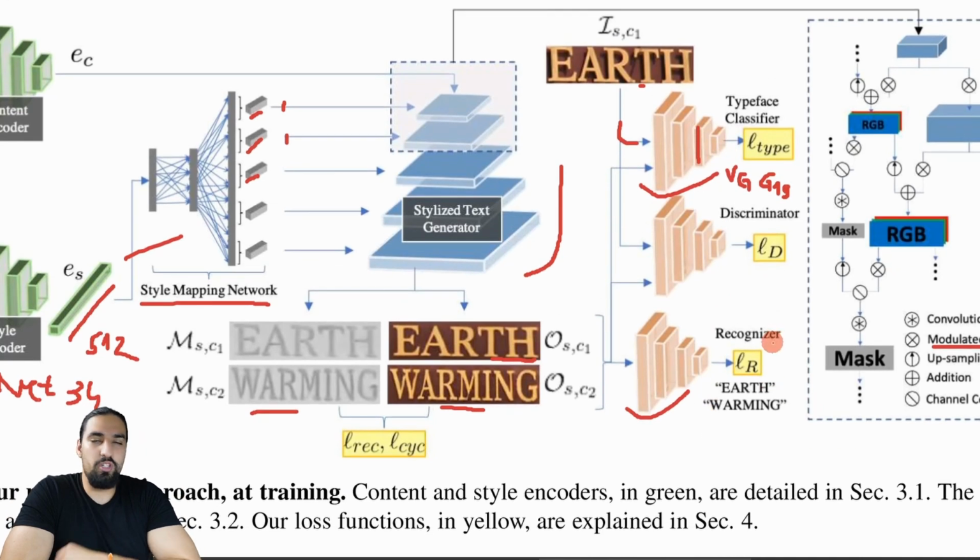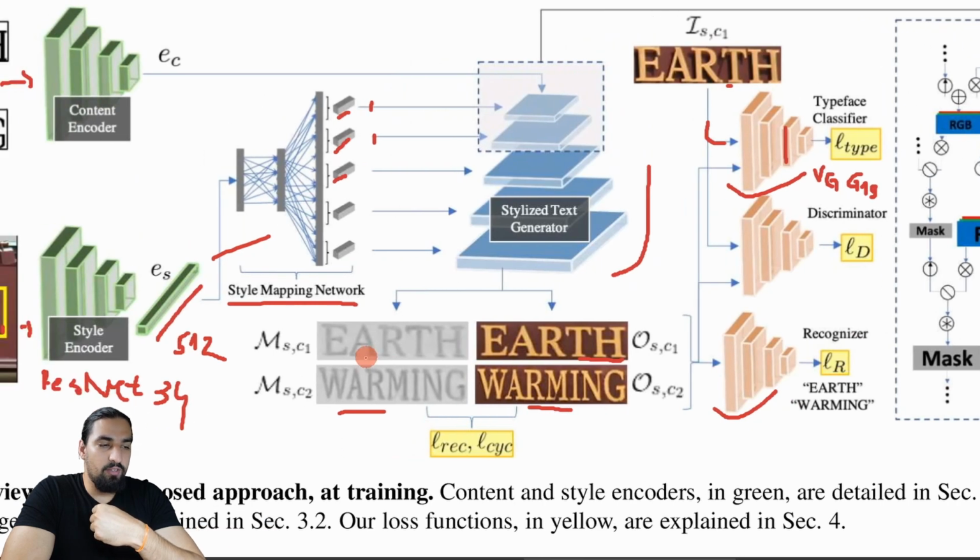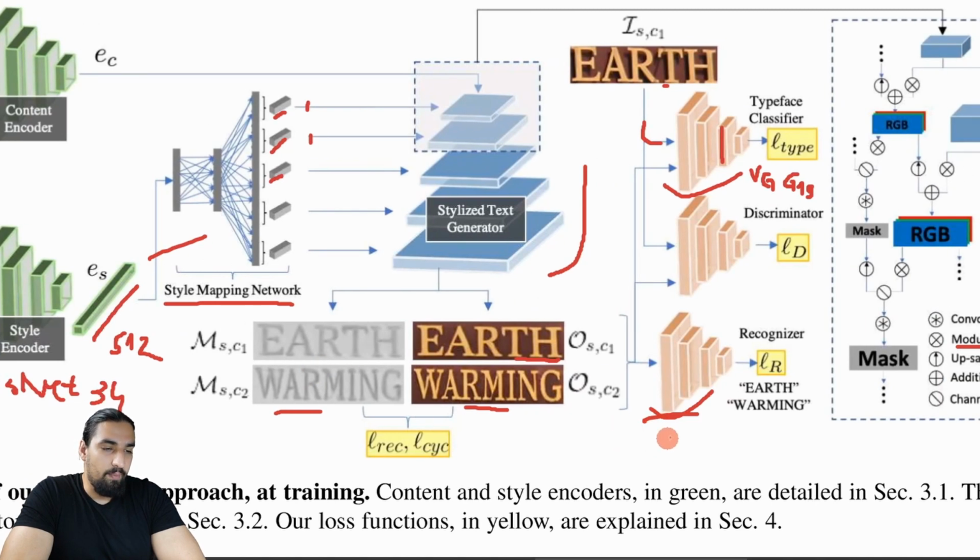Then they have the Recognizer, which is a simple OCR engine. Again, they took some pre-trained OCR engine off the shelf. Because we have the ground truth text, so we know that this is Earth and Warming, they input all of these four, both the masks as well as the generated images, and they do the OCR. And finally, they do simple cross-entropy between the ground truth text and whatever this OCR engine saw in these four images. So yeah, let me explain that in a bit more detail.